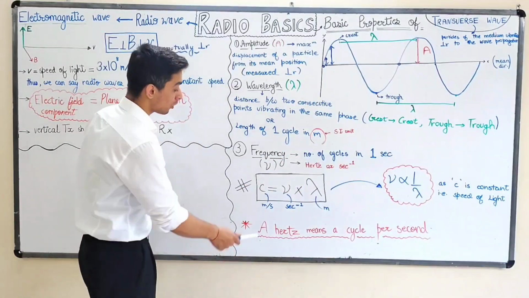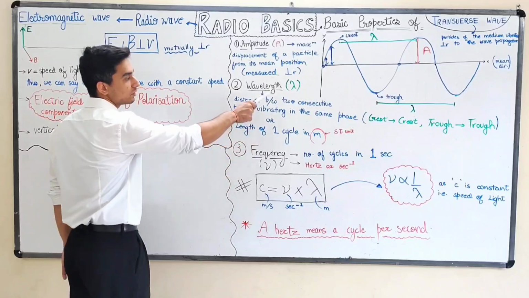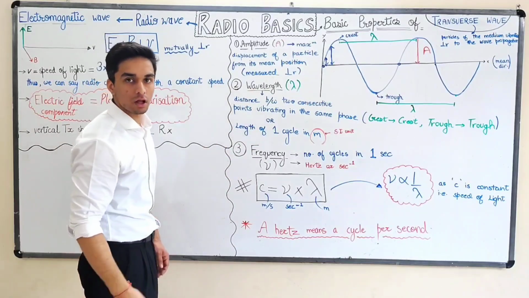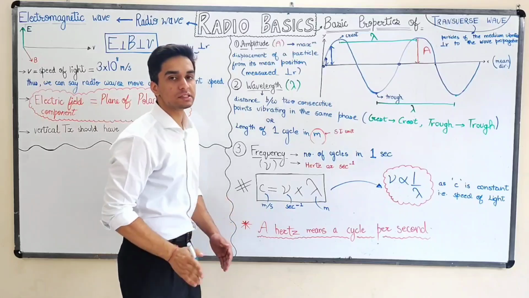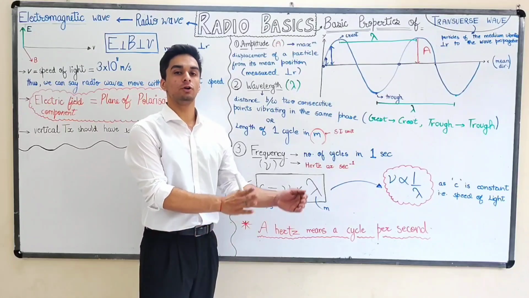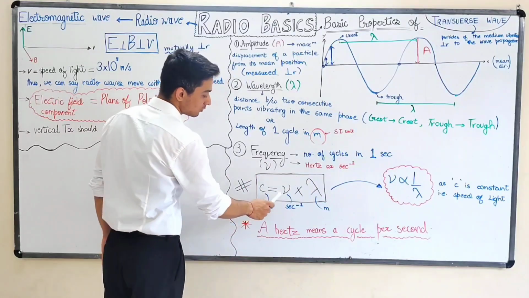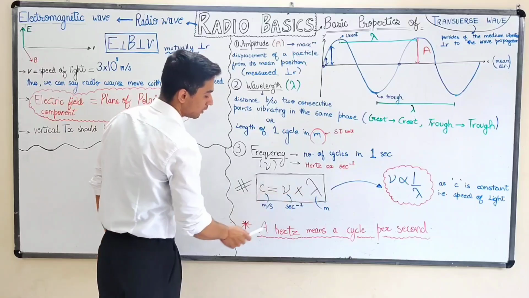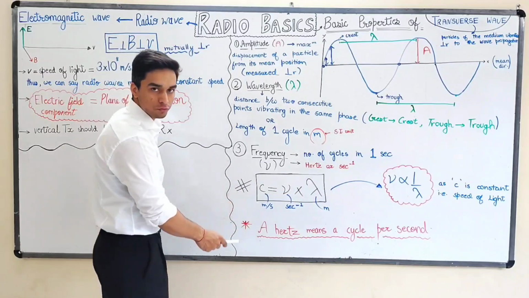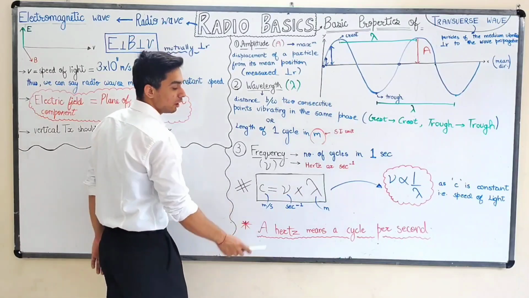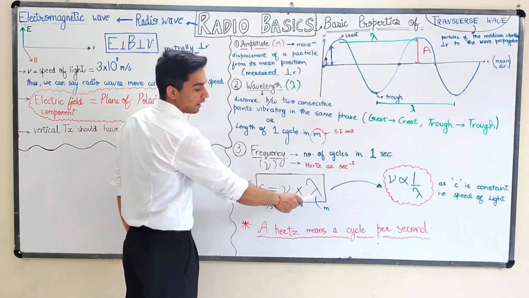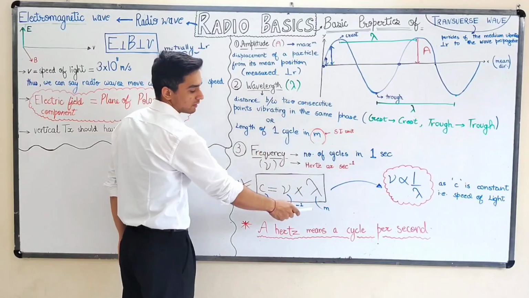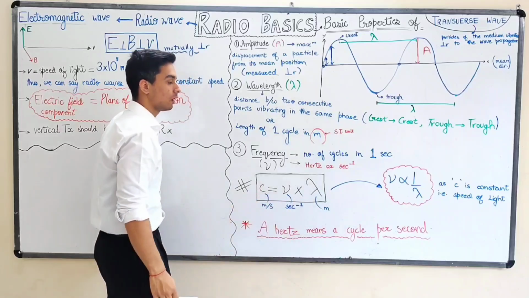Now we will see a formula which relates frequency with wavelength. Frequency with wavelength is represented by the formula c = ν λ, where c stands for speed of light in meters per second, ν stands for frequency, SI unit per second, and λ stands for wavelength, SI unit meters.